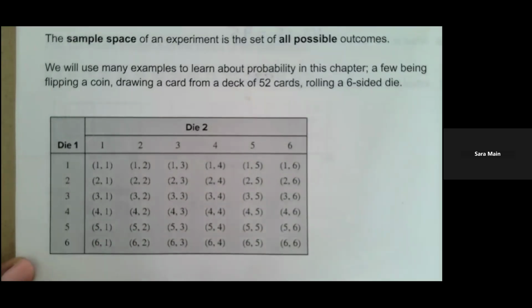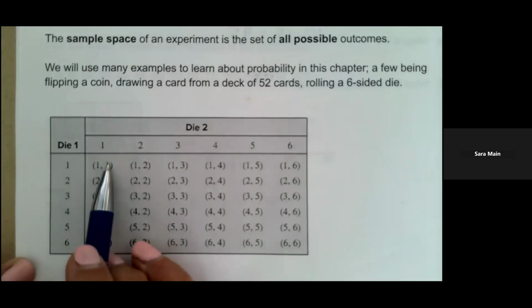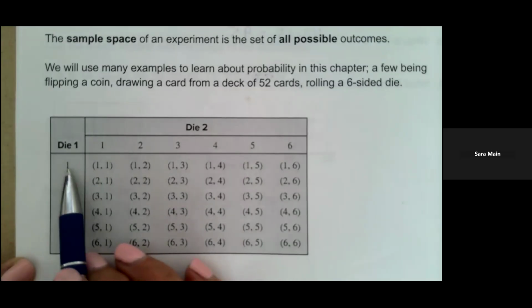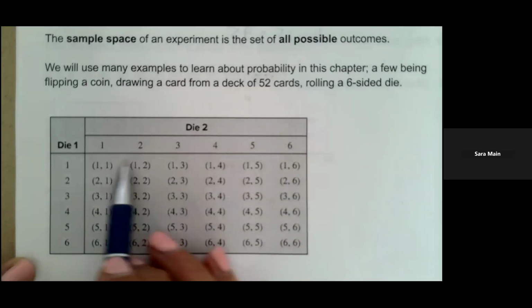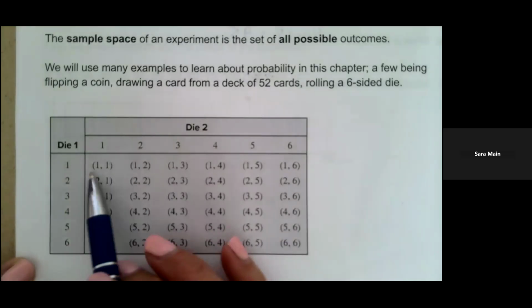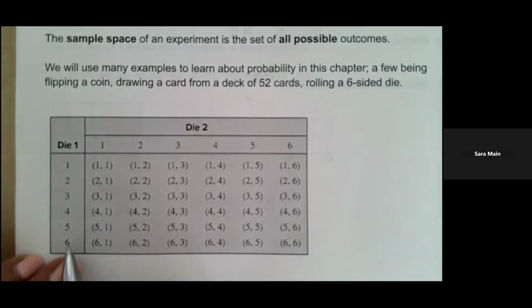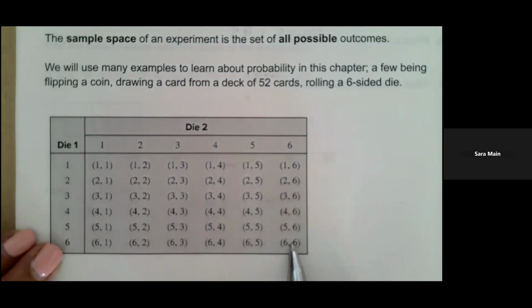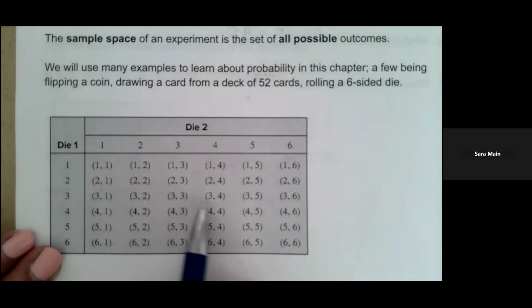One of those outcomes could be where die 1 rolls a 1 and die 2 also rolls a 1. We could also have it all the way where die 1 rolls a 1 and die 2 rolls a 6. So there's 6 ways that die 1 will roll a 1 and die 2 would roll the 1, 2, 3, 4, 5, or 6. All the way down to when die 1 rolls a 6 and die 2 rolls a 6. And you can see on the diagonal, these are outcomes where they're matching: 1, 1, 2, 2, 3, 3, 4, 4, 5, 5, and 6, 6.